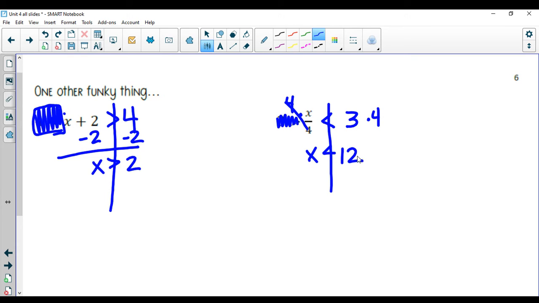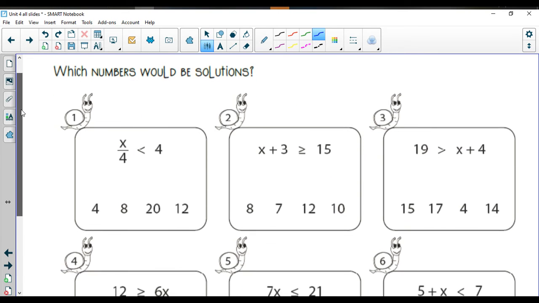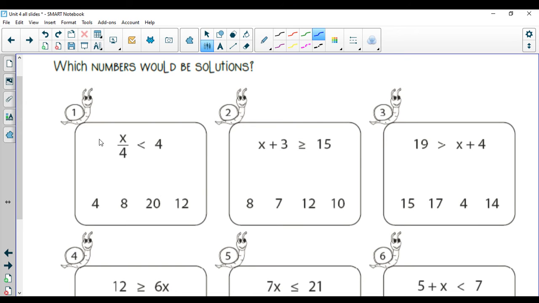So that step is mainly so that we'd actually be able to accurately graph it. We want to keep our x on the left-hand side. So down here, we're going to do a couple solving ones and which numbers would be solutions. X divided by 4 is less than 4. We're going to times by 4 on both sides. X is less than 16.